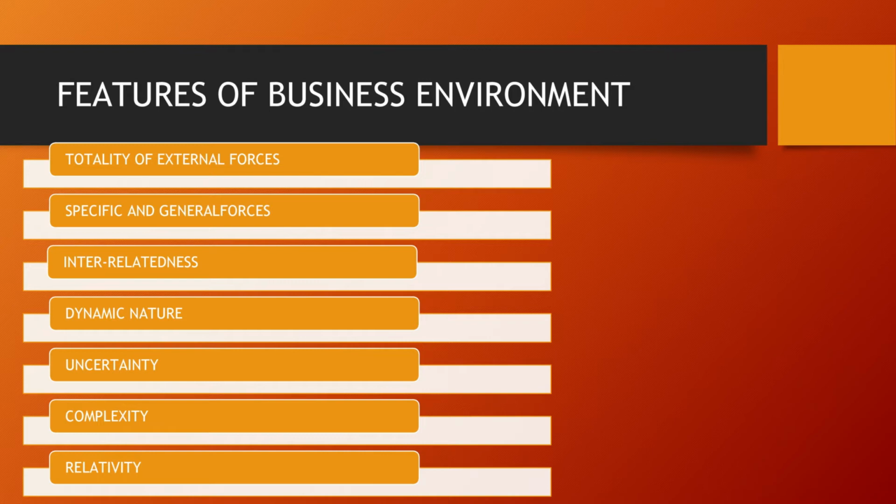Fifth, uncertainty. Why? Because the environment is constantly changing and it is not humanly possible to predict the future. That is why we always say that the business environment is very uncertain.